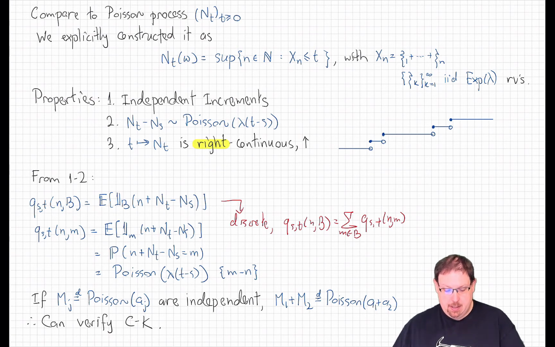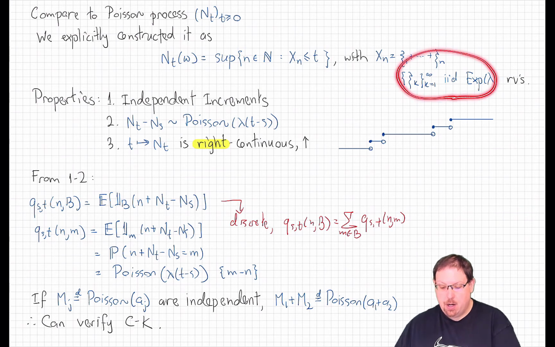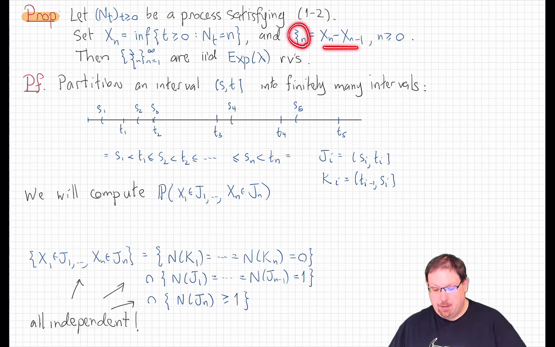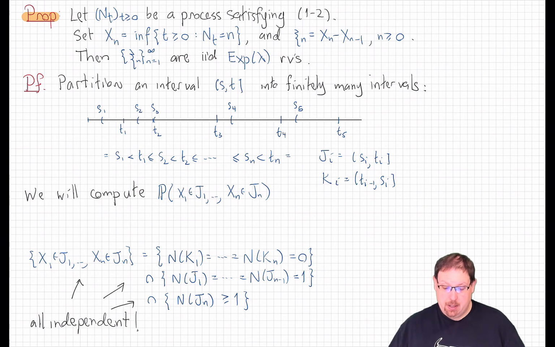Now, before we get to this more complicated question here, what else can we say about that abstract Markov process? Well, it turns out that we can more or less get back to where we started, and that is the following theorem. If we construct any process N_t which satisfies those properties 1 and 2, that is, it has independent increments which are appropriately Poisson distributed, then we can recover those exponential interarrival times. If X_n is the smallest time t where N_t takes the value n, and if C_n is the interarrival time between X_n and X_{n-1}, then those C_n's are actually IID exponential random variables.